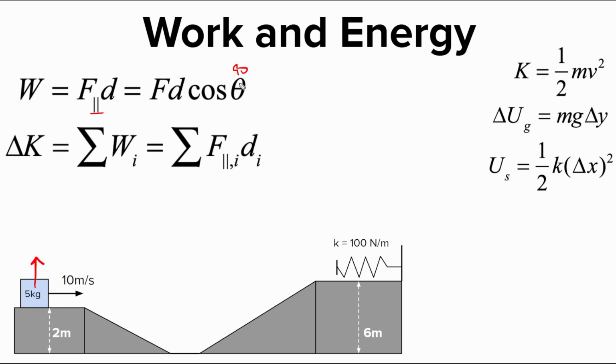Cosine of 90 is 0, and this perpendicular force does 0 work whatsoever.